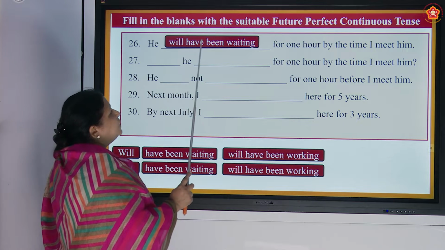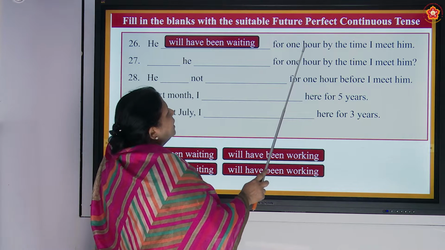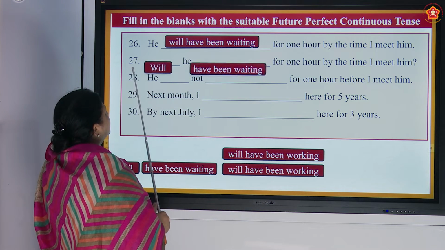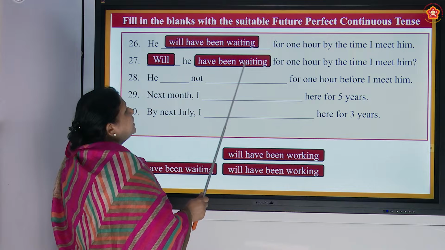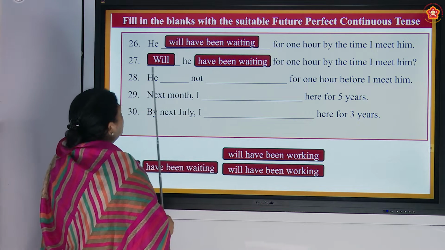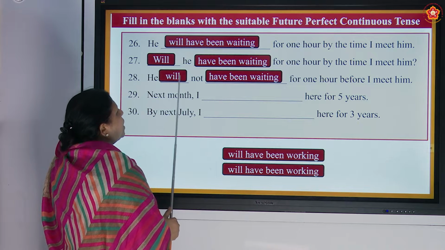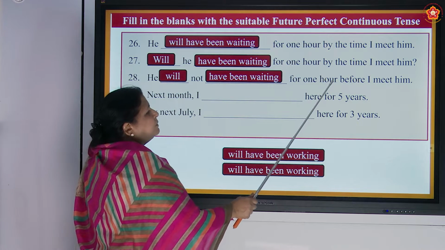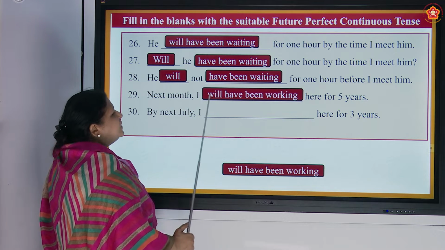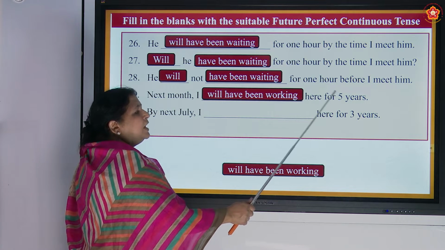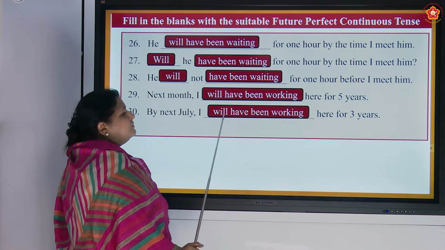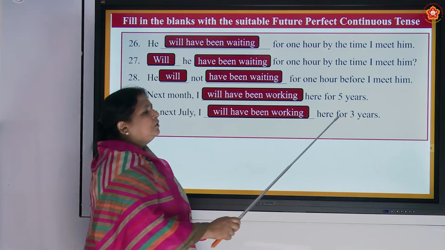He will have been waiting for 1 hour by the time I meet him. Correct? Yes. Will he have been waiting for 1 hour by the time I meet him? Question. Okay. He will not have been waiting for 1 hour before I meet him. Next month, I will have been working here for 5 years. By next July, I will have been working here for 3 years.